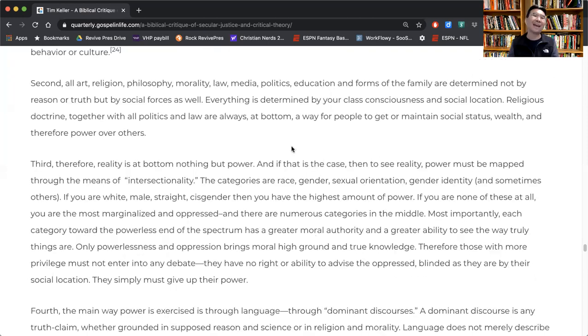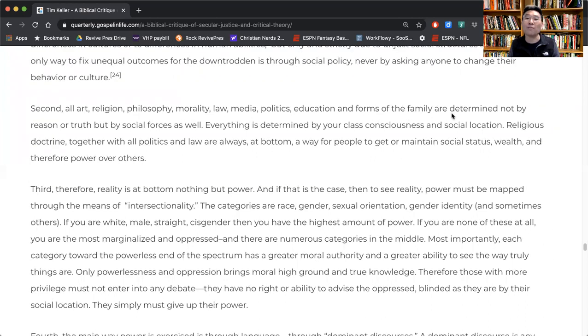Okay. Second, all art, religion, philosophy, morality, law, media, politics, education, and forms of the family are determined not by true reason or truth, but by social forces as well. So there are these deep, powerful social forces, and they shape everything. There's some grain of truth to the idea that social forces are very, very powerful, but it's like social forces are the most important thing. They're the real foundation. It's not these other much more complex things that different individuals and different camps of people can take more seriously or less seriously, and all these different factors inside of a complex free society. But actually what we need is to understand the correct social forces. So everything is determined by your class consciousness and social location.